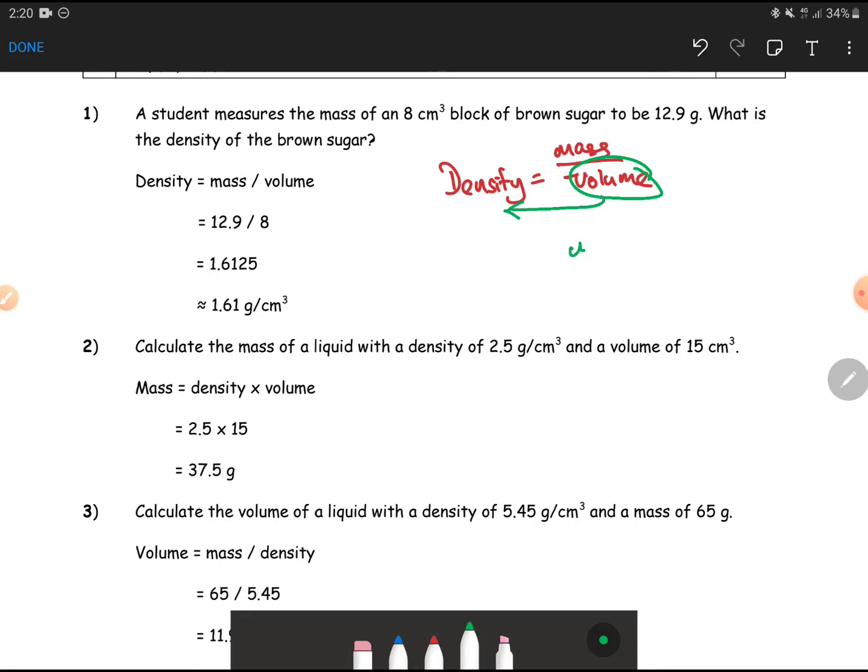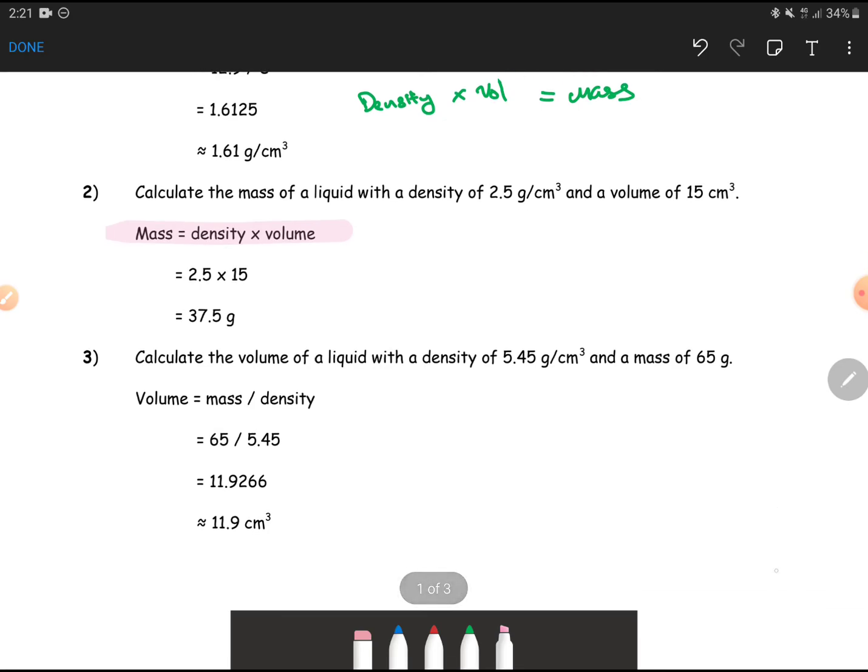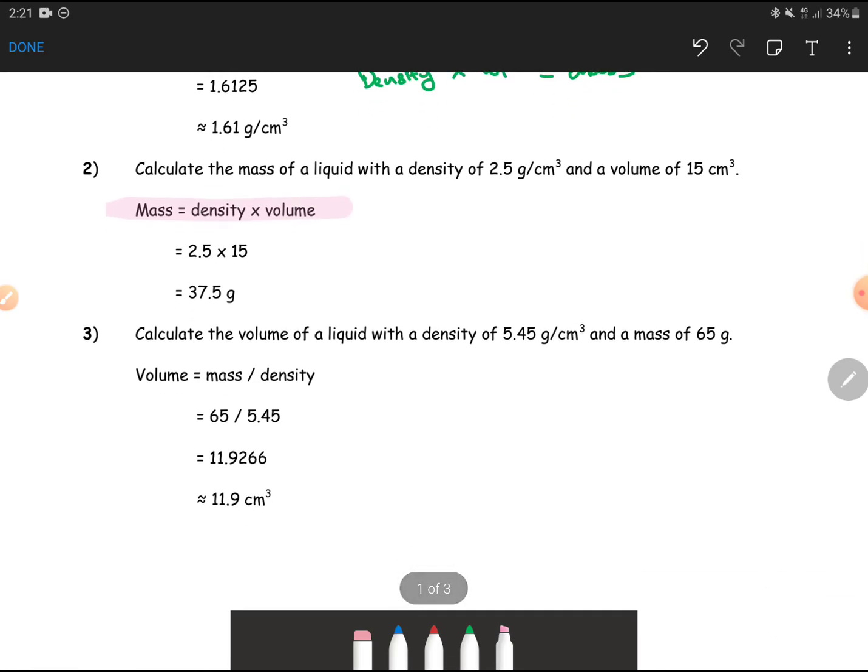If you want to find mass, you will have to bring this over to the other side. So you should get mass is equal to density multiplied by volume, as you can see in my working. Then you do the appropriate calculations and you'll get the answer again. Moving on, the last one is the last manipulation. You want to get volume.